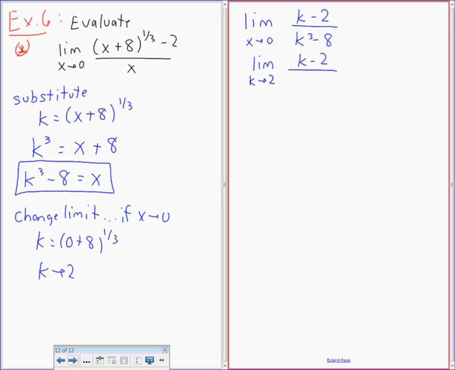Now you might say, Mr. Sadler, I don't really see how you helped me. Because if I do sub in 2, I get 2 minus 2 divided by 2 cubed minus 8, which is still 0 over 0. So you can factor, lovely, wonderful. If you go all the way back to Monday, how do we factor k cubed minus 8?